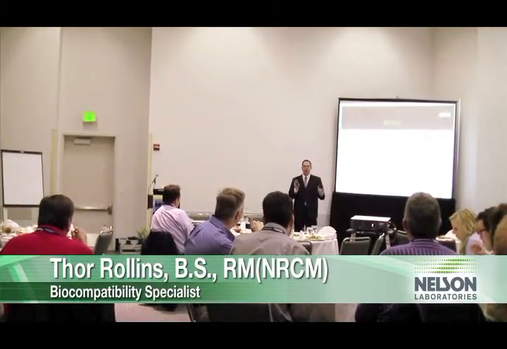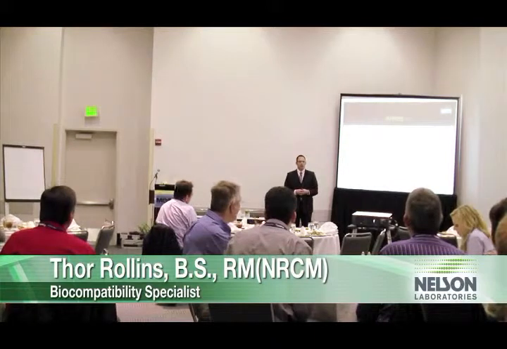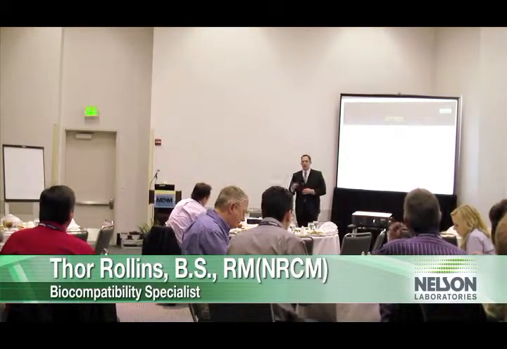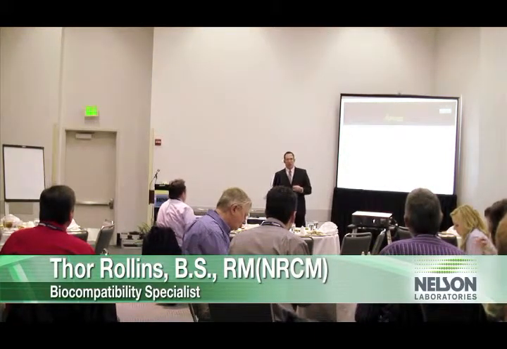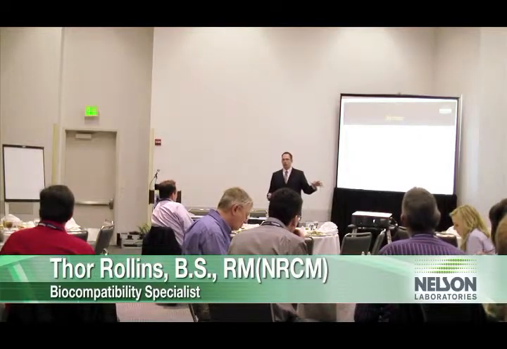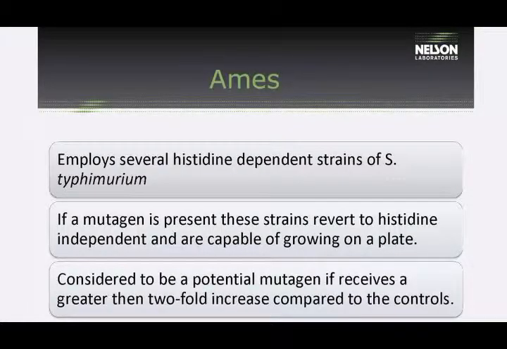So we use these very sensitive bacteria to look for your potential. Now, some of these bacteria are going to mutate automatically, so that's where we run the controls. We want to see if it's natural mutation, and if you have 2 times more increase than that, then that's when your test sample becomes a possible mutagen.